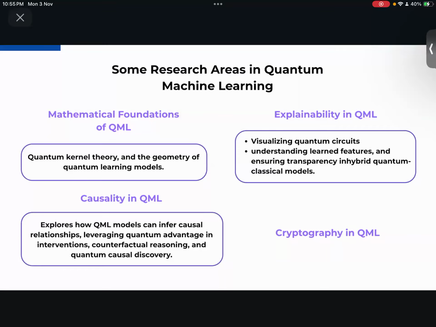These are areas that we are trying to explore right now. There is only a little research in this area, and in some of them, there is no research at all. So these are some of the interesting areas which you can also explore if you are coming from a machine learning background, like a classical machine learning background. The first one is the mathematical foundation of QML. So, thinking about the quantum kernel theory, the geometry of quantum learning models, and basically the whole math behind quantum machine learning from a quantum perspective.